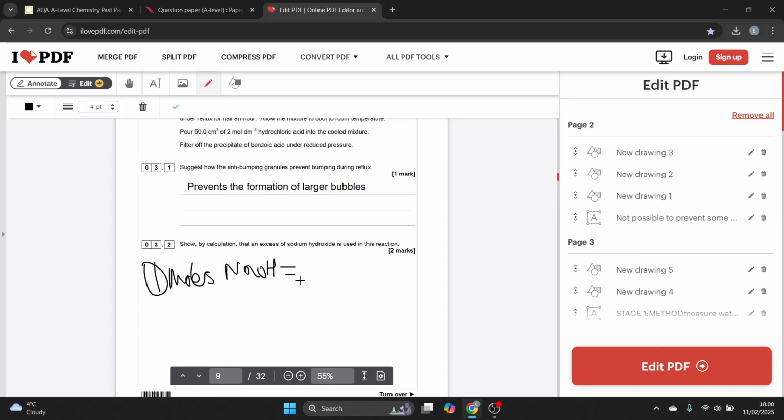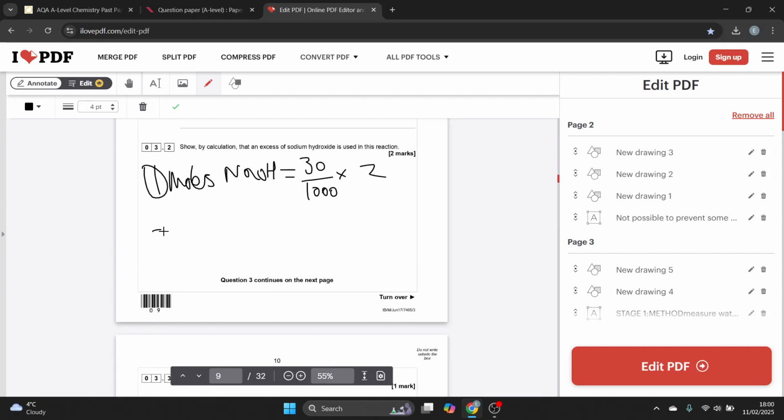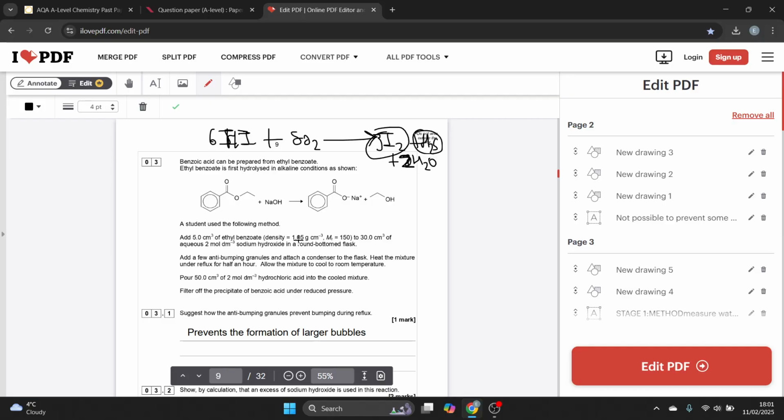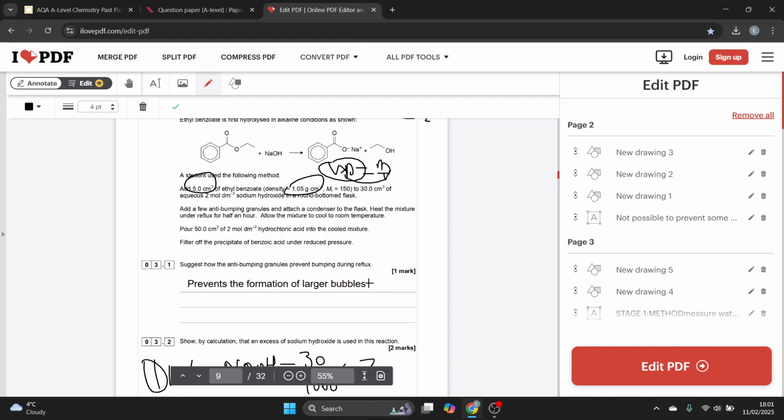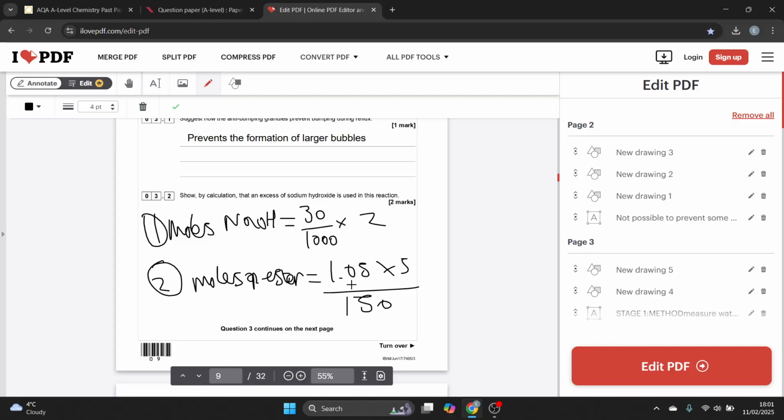So moles of sodium hydroxide: 30 divided by 1000 times by 2. And then I'm going to find out the moles of the ester. I know the density is mass over volume, therefore mass is density times by volume. Therefore, it's going to be 1.05 times by 5 divided by the Mr, which is 150. Perfect. And then you just compare it. So you get moles of the ester as 0.035 moles, the moles of sodium hydroxide 0.06 moles. And there you've shown it's in excess, significantly larger than the ester.